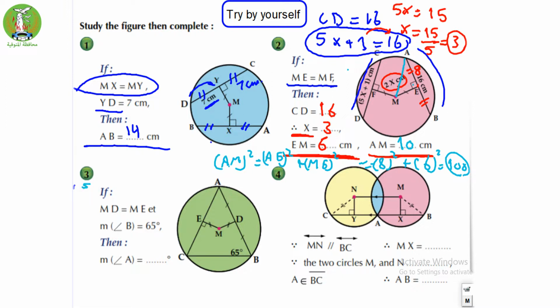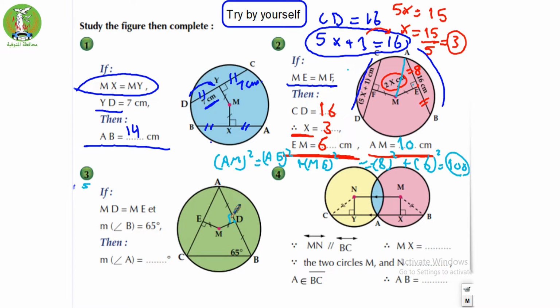The third one, if MD equals ME, and we agreed that ME is perpendicular to AC, then E is the midpoint of AC. Since MD bisects AB, that means D is the midpoint, then MD is perpendicular to AB. Okay? Since MD equals ME, then AB equals AC. Why? Because the distances are equal, then the chords are equal.